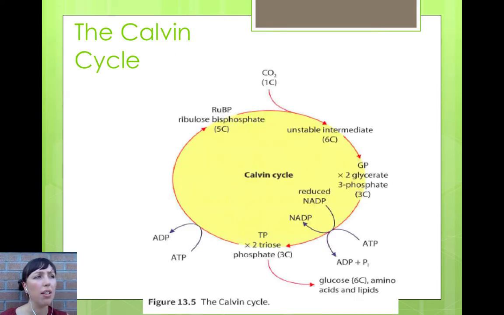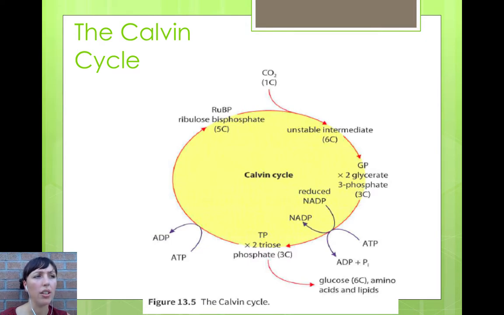Okay, so GP, in the presence of ATP and reduced NADP from the light-dependent stages, is reduced to triose phosphate. That's the 3-carbon sugar. This is the point at which carbohydrate is produced in photosynthesis. Most, about 5/6 of the triose phosphates, are used to regenerate RuBP, but the remaining 1/6 are used to produce other molecules needed by the plant.